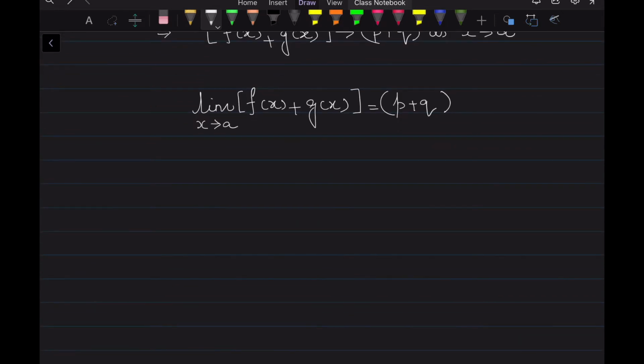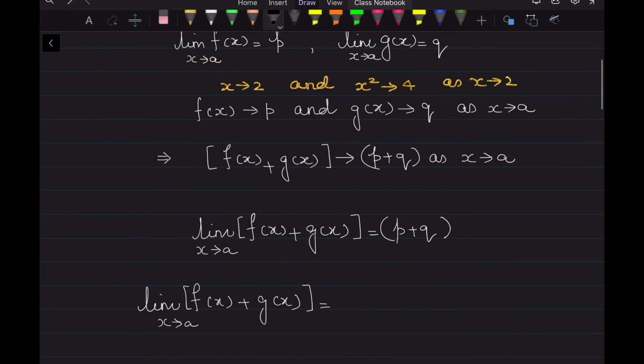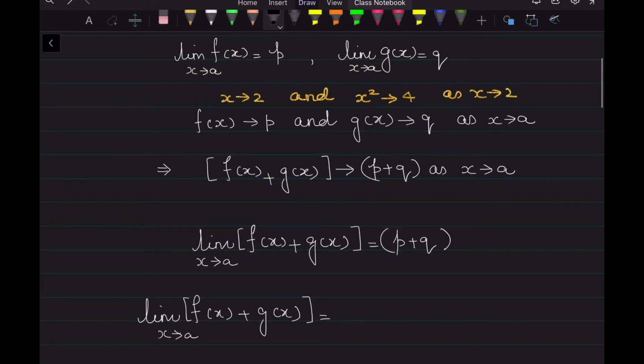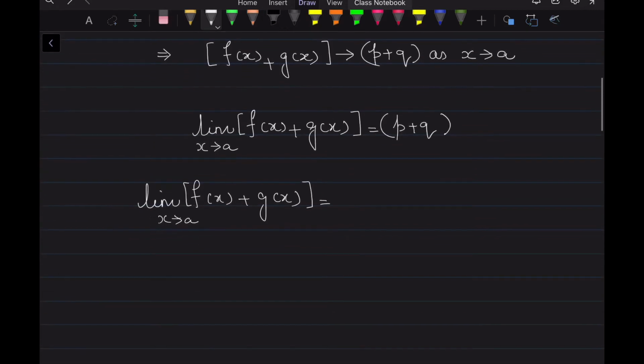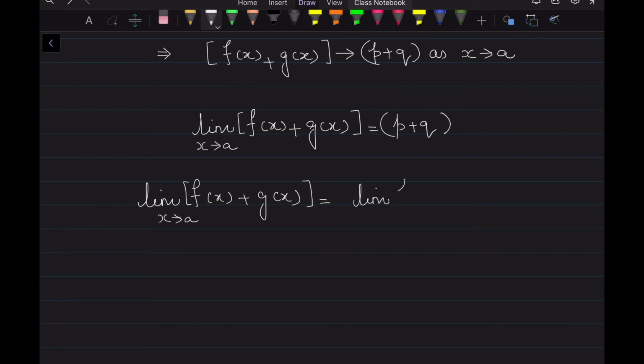Now, let's write it quickly as limit of f plus g as x approaches a is equal to, now what are these p and q? So, this p is the limit of f as x approaches a and q is the limit of g as x approaches a. So I'm going to write down this for p and this for q. So we get this as limit of f as x approaches a plus limit of g as x approaches a.